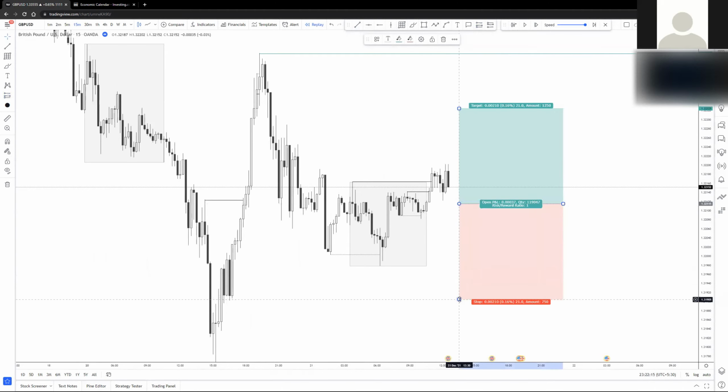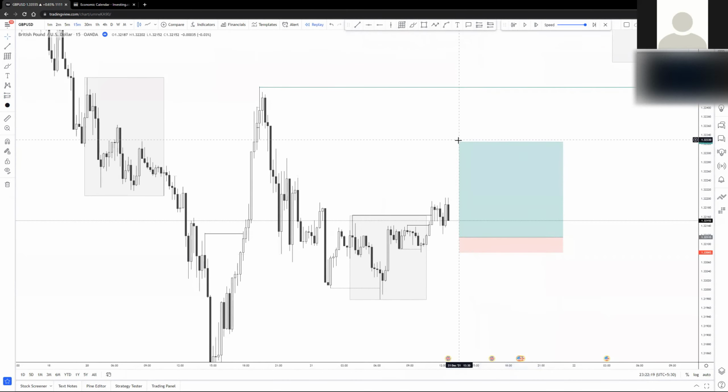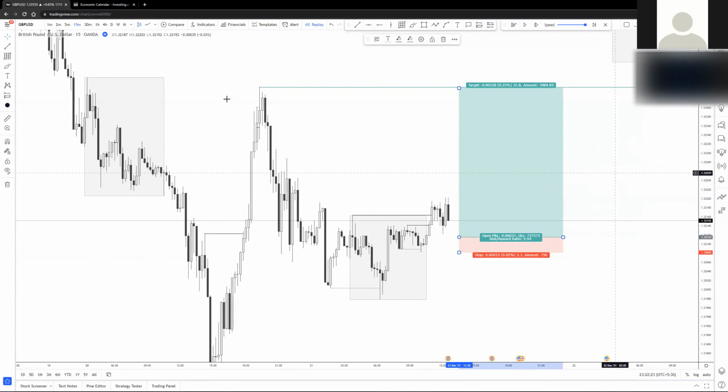Buy below the internal range liquidity. Stop loss below the strong low. Target your higher time frame trading range. Let me refresh this. Target your higher time frame trading range.